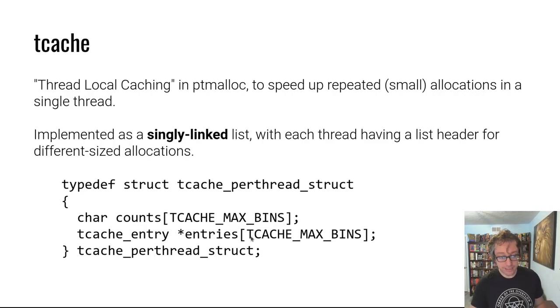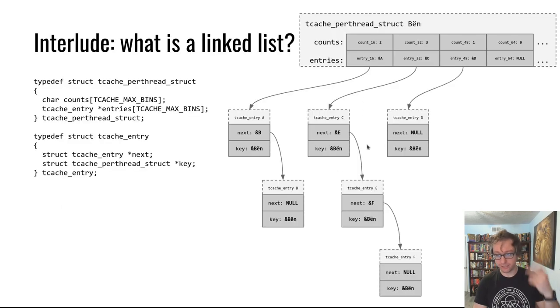And these different lists are called bins. They are all lists of allocations of a certain size. Heap allocations tend to round to the nearest some amount of size when they're allocated. Different sized allocations go into different lists. Let's take a look at this graphically. Take a look at how this linked list works.